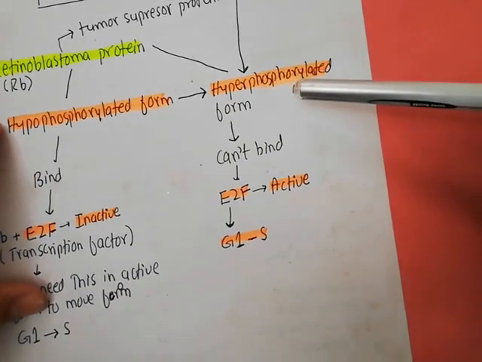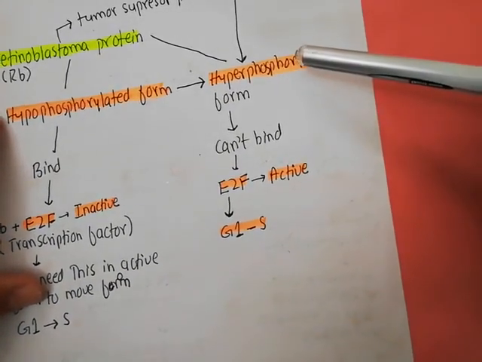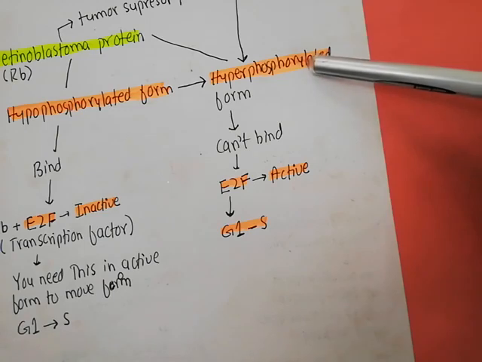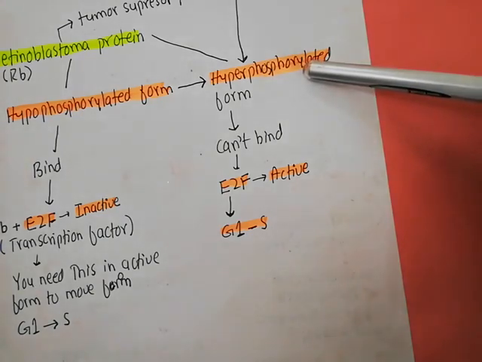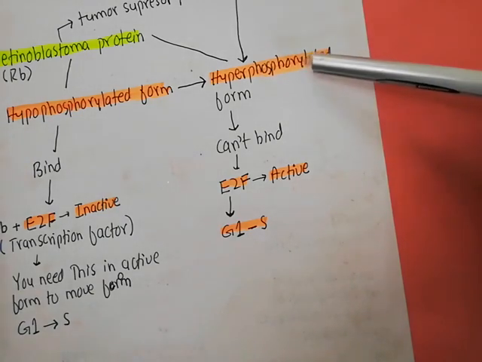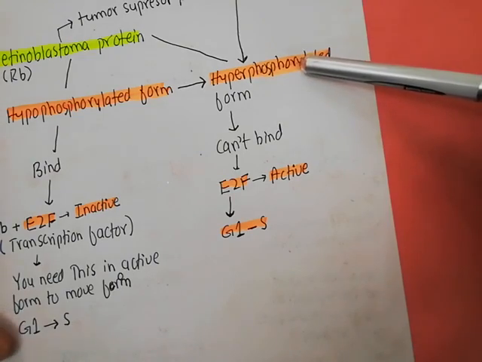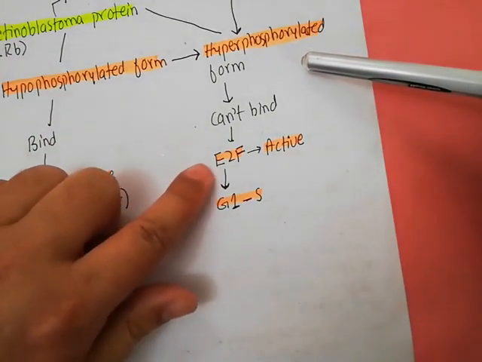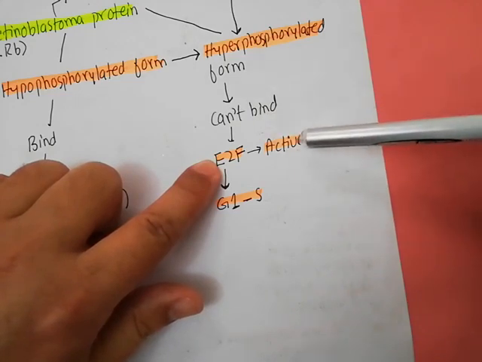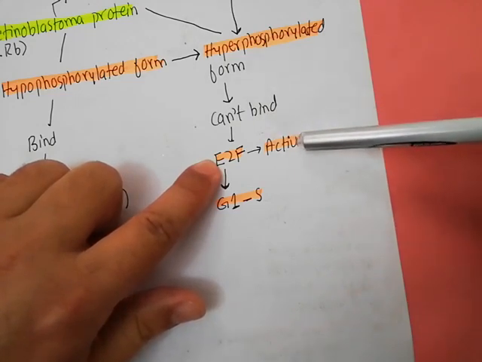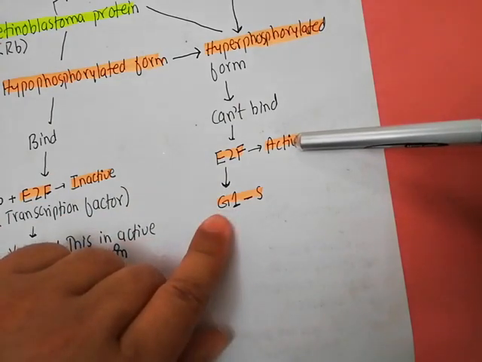Once you have converted the retinoblastoma from the hypophosphorylated form into the hyperphosphorylated form, there are structural changes going on in the structure of the retinoblastoma protein, and in this hyperphosphorylated form, it is not able to bind to the E2F. Now once the retinoblastoma cannot bind to the E2F, the E2F is going to move from the inactive into the active form. You can actually move from G1 into the S phase of the cell cycle.